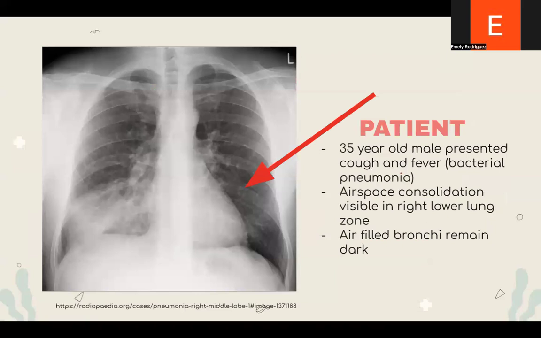This chest X-ray shows findings from a 35-year-old male patient who presented with cough and fever, which are classic symptoms of bacterial pneumonia. On the posteroanterior view, there is airspace consolidation visible in the right lower lung space. What's happening here is that the alveoli are filled with fluid and pus, making them appear dense on the X-ray, while the air-filled bronchi stay visible as dark streaks.